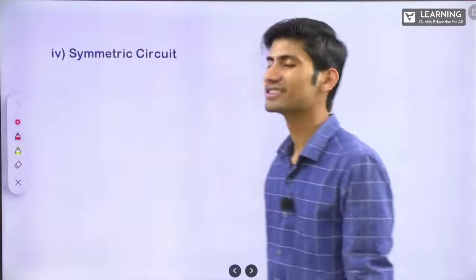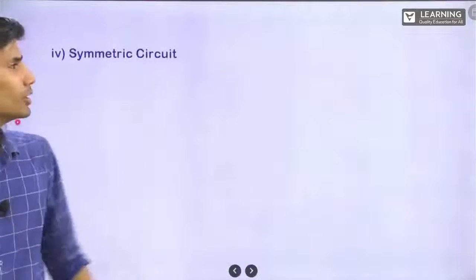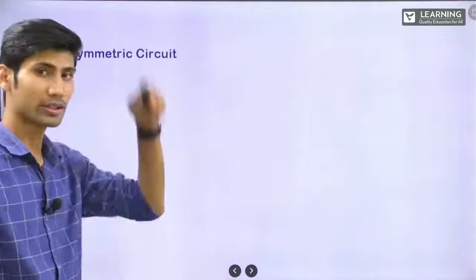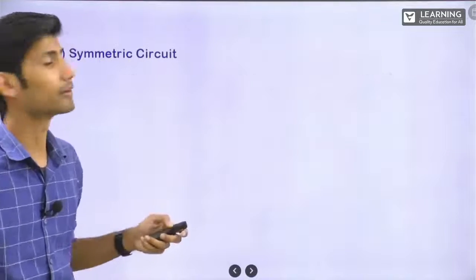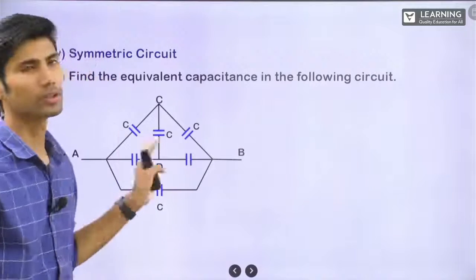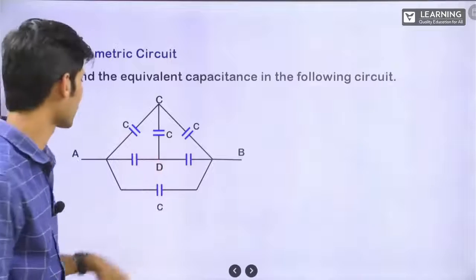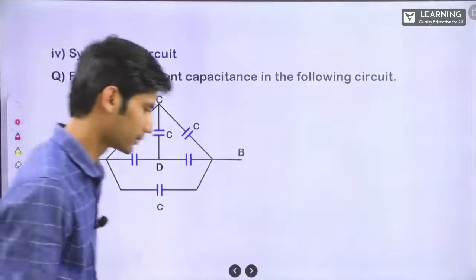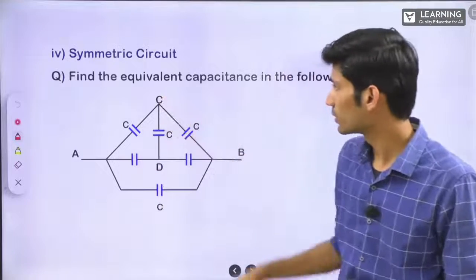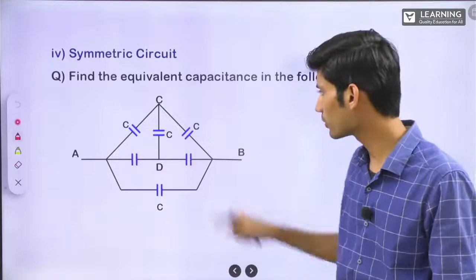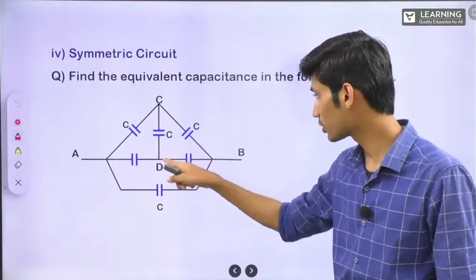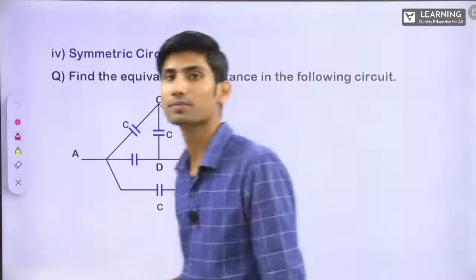Next, symmetric circuit. So now what are symmetric circuits? Again, very complicated. When you see it, it will look very complicated, but they are very easy. Find the equivalent capacitance in the following. These questions you won't get in boards for sure. Okay. See this particular circuit. Can you make out whether it is series or parallel? This, then suddenly one wire comes, then suddenly one more wire comes. Here also one more, then here one more, then here it joins and one more capacitance. How will we do this?